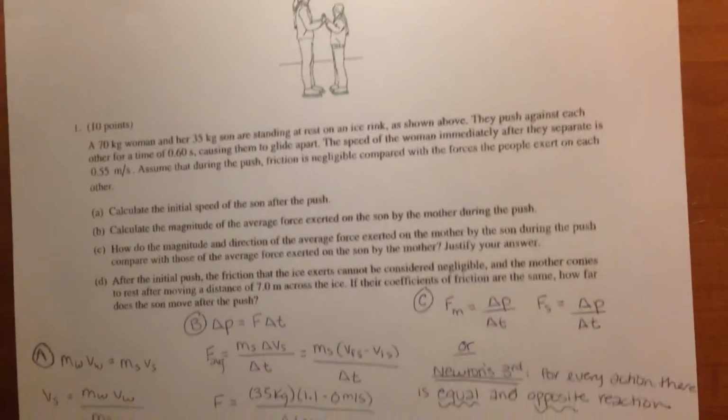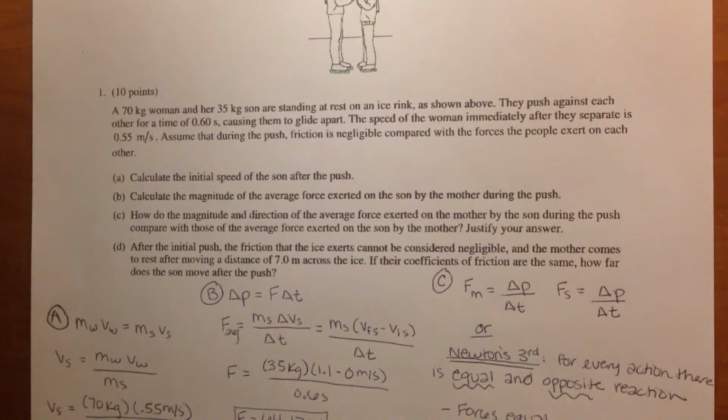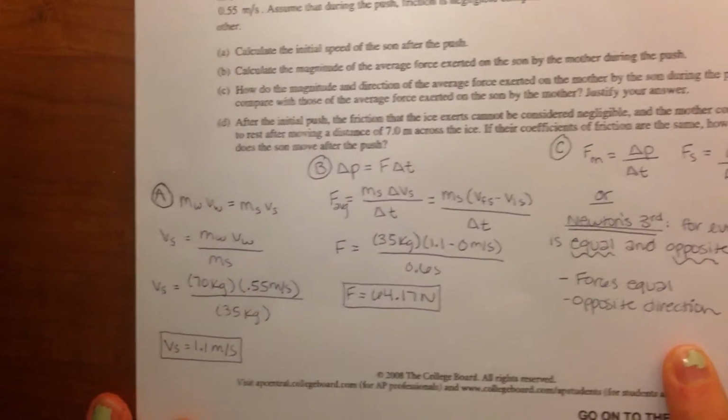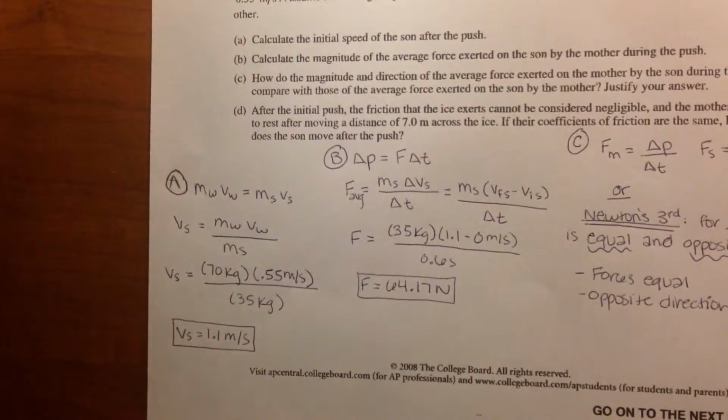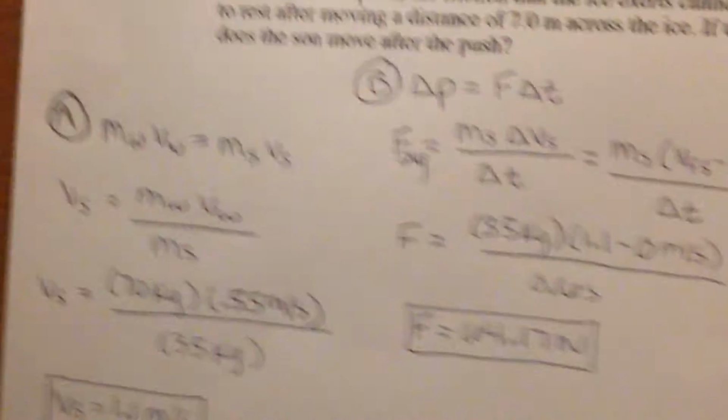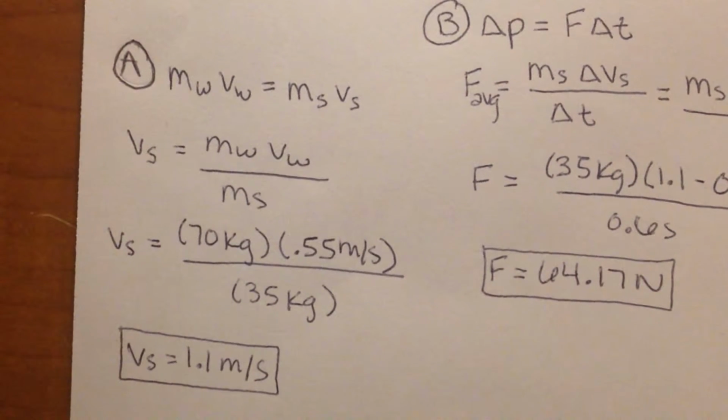A woman and her son are on a skating rink, and they start at rest, and then they push against each other for a period of time, 0.6 seconds, and then they separate. So part A says to calculate the speed of the son after the push. We're given the tools to calculate the momentum of the mother, and we know the mass of the son. We have to know that change in momentum is always conserved.